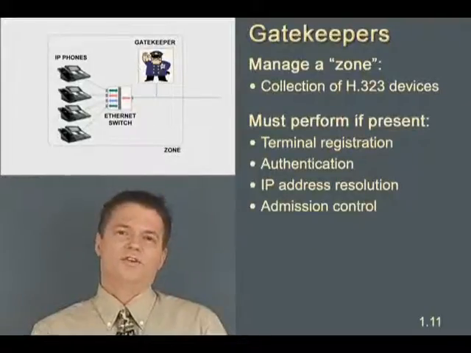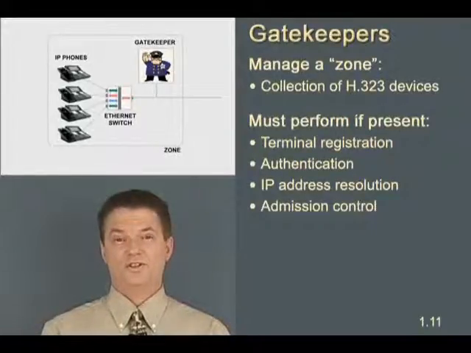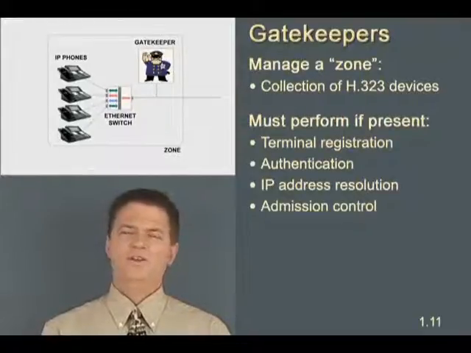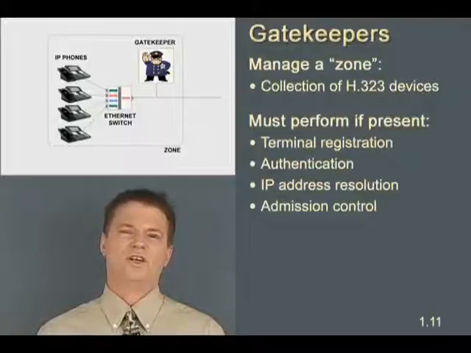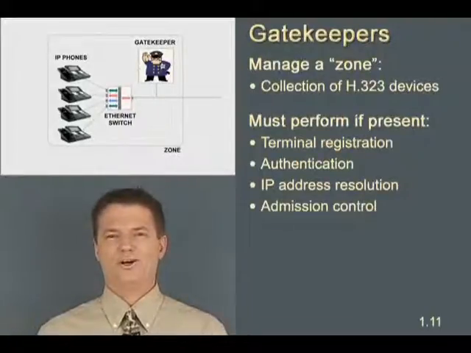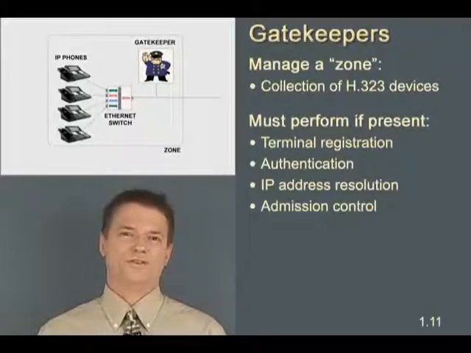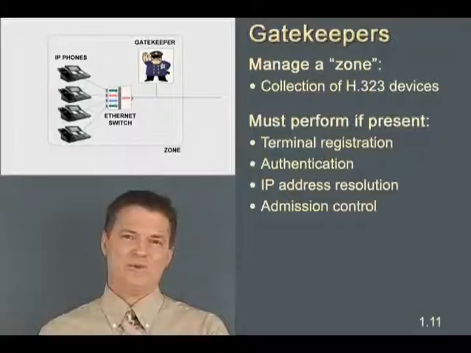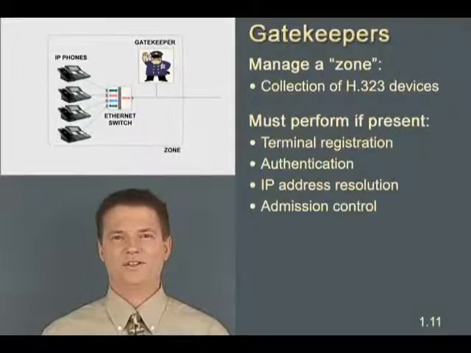Now, another function that the gatekeeper performs is IP address resolution. And that can take a number of forms. One of them is if during call setup it gets a message saying, I want to exchange a phone call with Bob. Well, the gatekeeper would be the device that then resolves Bob into an actual 32-bit IP version 4 or 128-bit IP version 6 address.